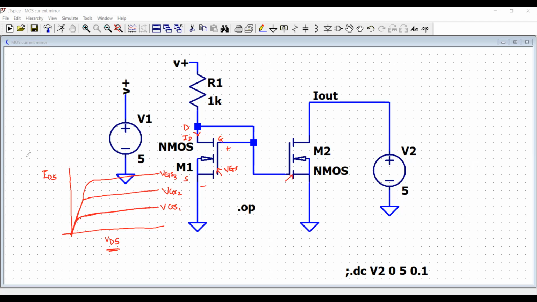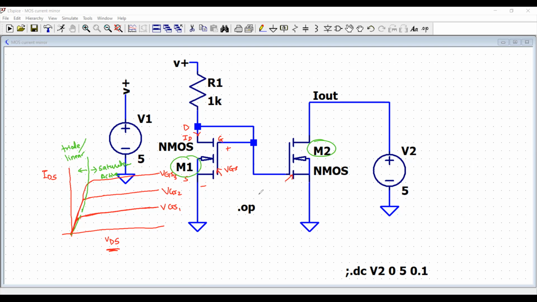So now, this side of the characteristics is called the linear mode of the MOSFET. It is also called the triode region of the MOSFET. And this part is called the saturation region or active region. So the current mirror works on the principle that M1 and M2 are both operated in active or saturation mode, where the current is still constant.